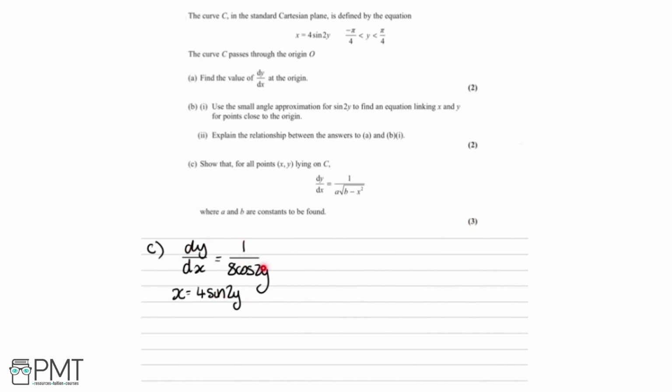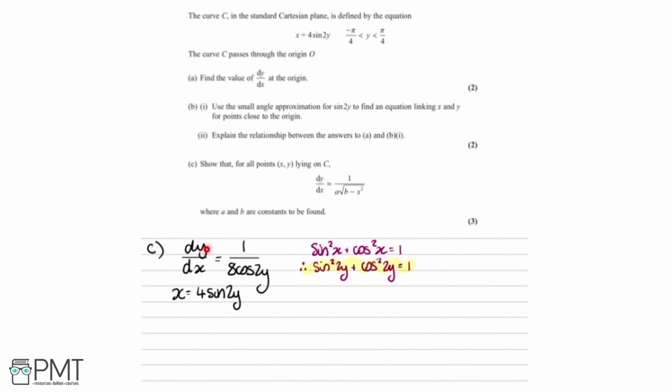So we know that dy/dx equals 1 over 8 cos 2y, and x equals 4 sin 2y. So this is what we're going to use. We're also going to use one other identity. So we know that sin squared x plus cos squared x equals 1. However, it then follows, if we replace all the x's with 2y, that sin squared 2y plus cos squared 2y equals 1. So we're also going to use that identity.